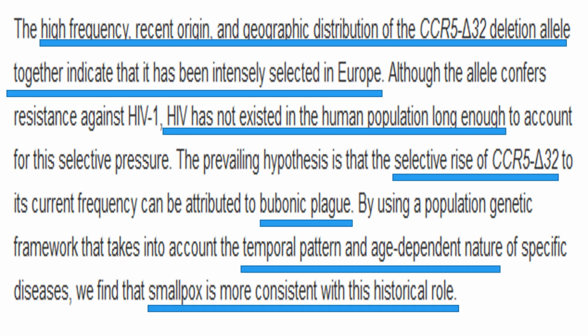These researchers came to their conclusions based upon what they noted as a high frequency, recent origin of this mutation, this very specific geographic distribution of this mutation, together with this intense selection for Europe. They take all of that together along with the fact that HIV has not existed in the human population for very long to account for this dynamic. They take all of this together to rule out actually the bubonic plague and rule in smallpox as the more consistent dynamic that would have perhaps brought about this particular mutation.